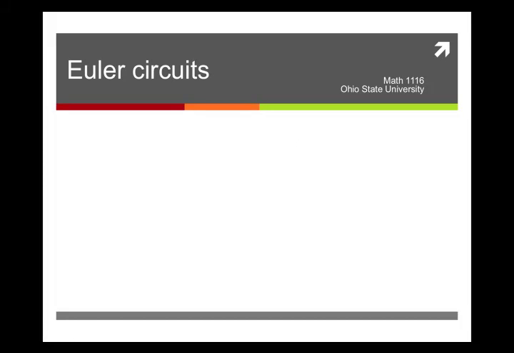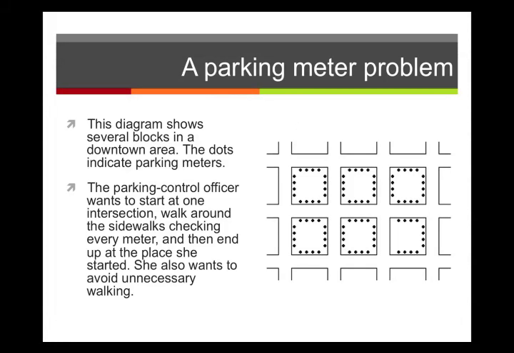In this lecture, we're going to learn about something called Euler circuits. Let me begin by taking a little problem involving parking meters. This is a little map of a downtown area. It shows several blocks, and this is kind of a little town. It just has these few blocks where there are some parking meters.